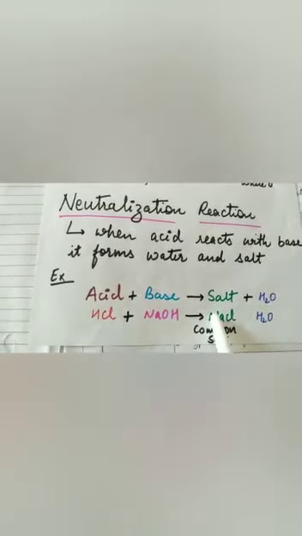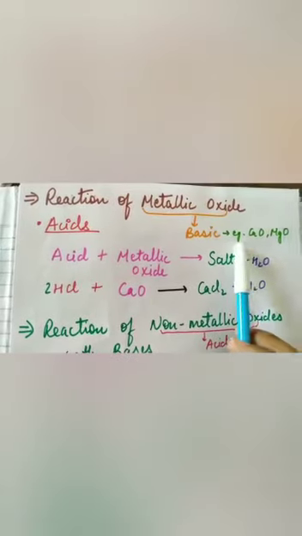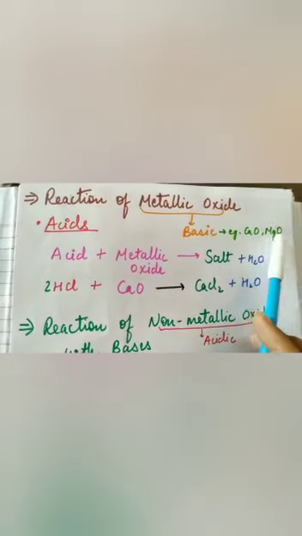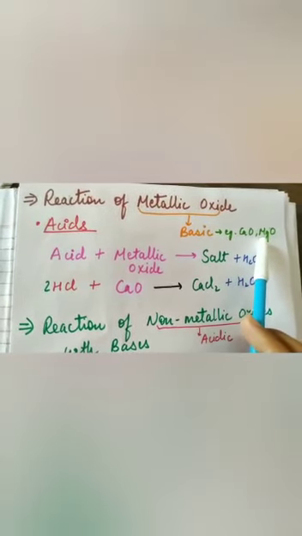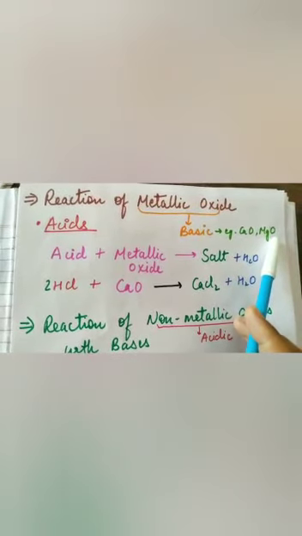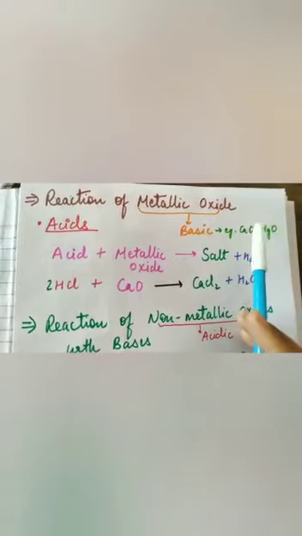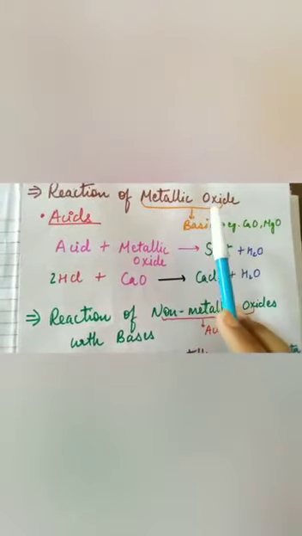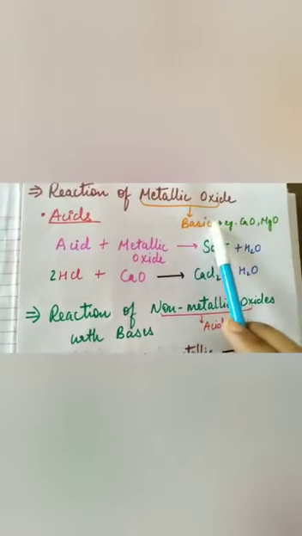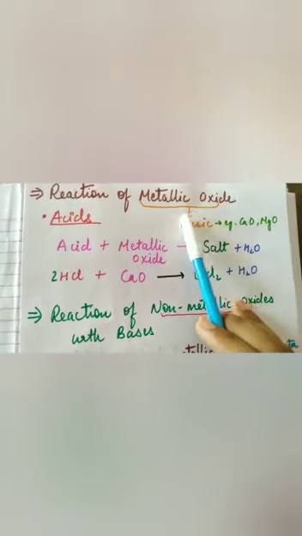Now next is the reaction of metallic oxides. What are metallic oxides? Metallic oxides are those in which oxygen is attached to a metal, like calcium oxide and magnesium oxide. Calcium is a metal and oxygen is attached, so it is a metallic oxide. Magnesium is a metal, oxygen is attached, so it is a metallic oxide. Now this metallic oxide is basic in nature.